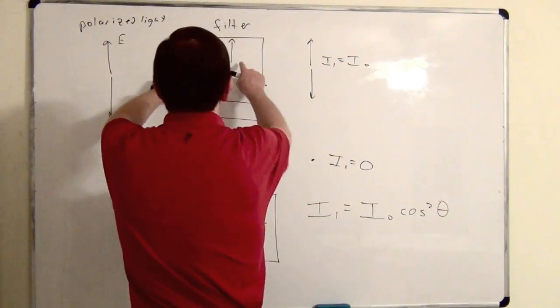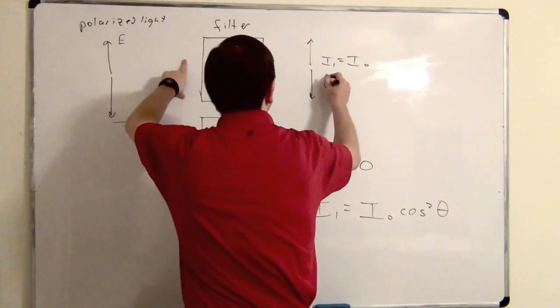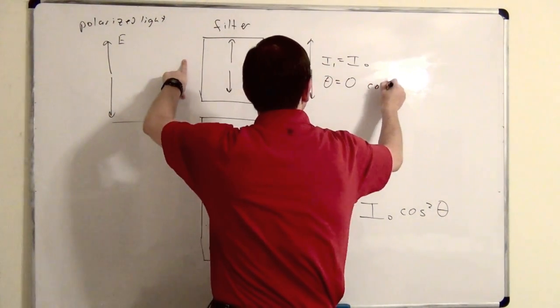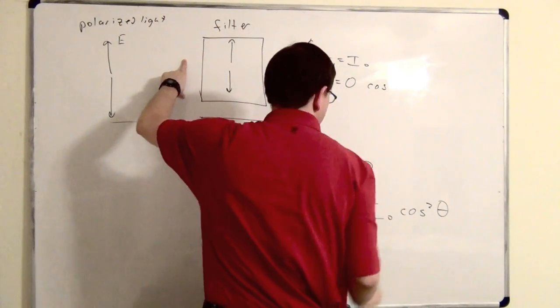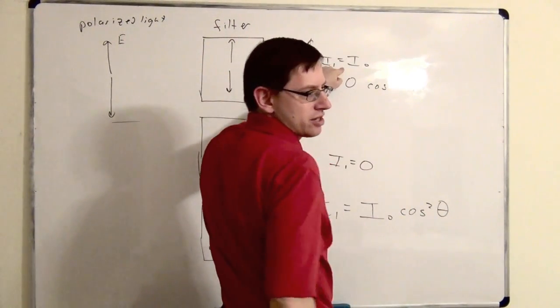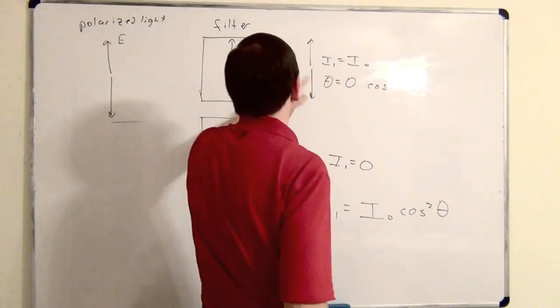For example, what would theta be in this case? 0. And do you know what the cosine of 0 is? 1. So this would give us this answer, which we already said made sense. This will let all the light through.